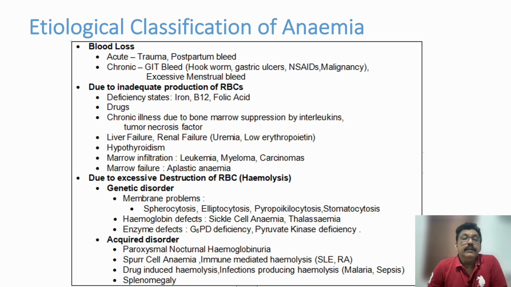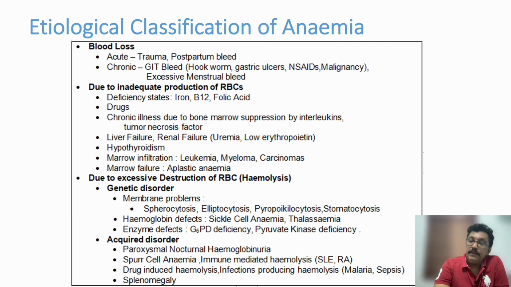Acquired causes: PNH, that is paroxysmal nocturnal hemoglobinuria, spur cell anemia, immune mediated hemolysis, SLE, rheumatoid arthritis, drug induced hemolysis, and infections producing hemolysis like malaria and sepsis. We know that the malarial parasite gets inside the RBC, multiplies there and ruptures the RBCs. Destruction of RBC on a large scale leads to hemolytic anemia.